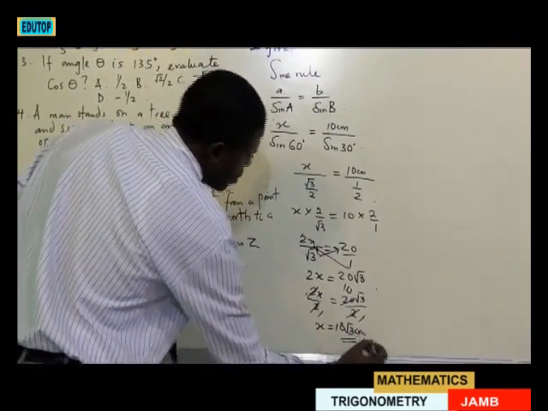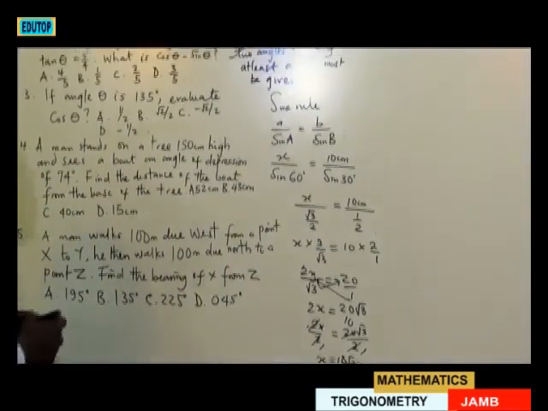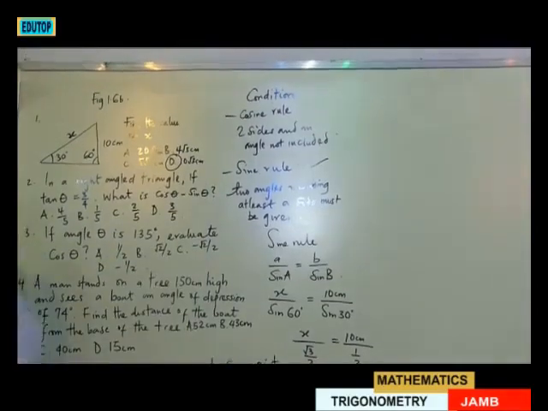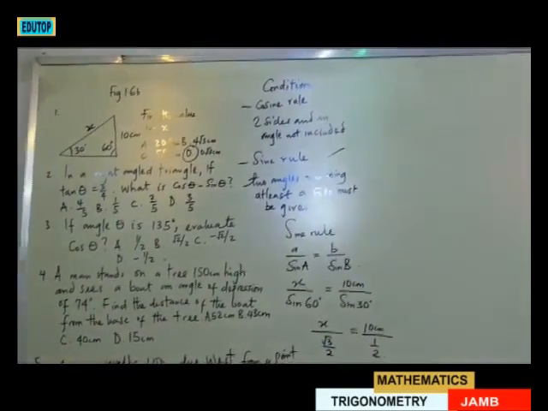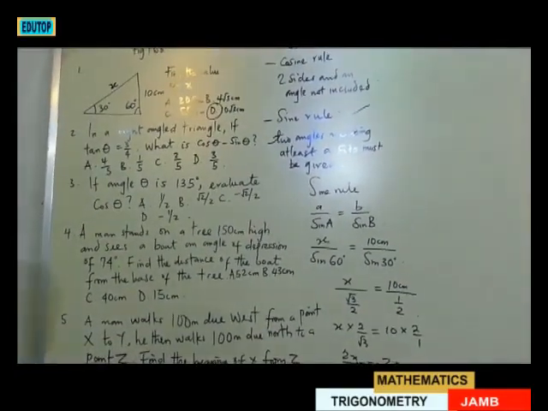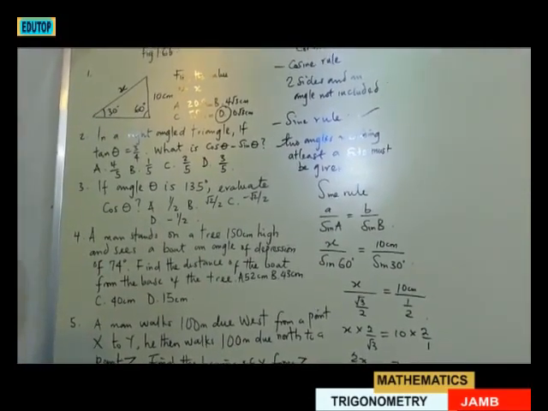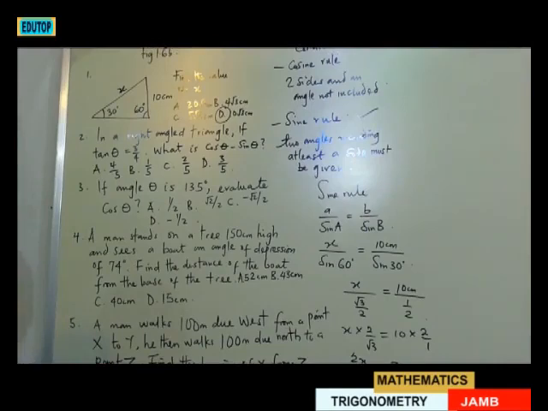10 root 3 centimeter. So we go to our options and see the one that matches that, and that is option D. Then the next question says that in a right angle triangle, if tan theta equals 3 over 4, what is cos theta minus sine theta?